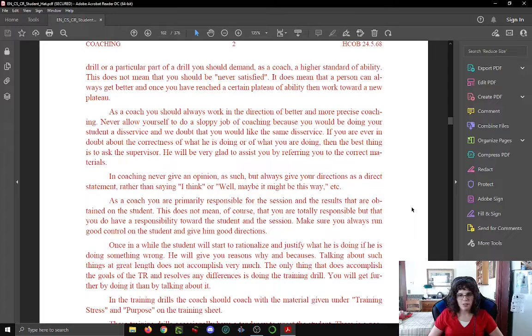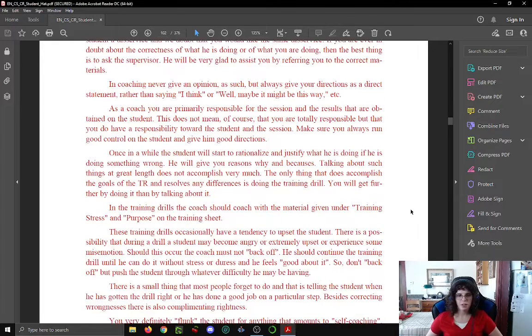In coaching, never give an opinion as such, but always give your directions as a direct statement, rather than saying, "I think," or, "Well, maybe it might be this way," etc. As a coach, you're primarily responsible for the session and the results that are obtained on the student. This does not mean, of course, that you are totally responsible, but that you do have a responsibility toward the student and the session. Make sure you always run good control on the student and give him good directions.